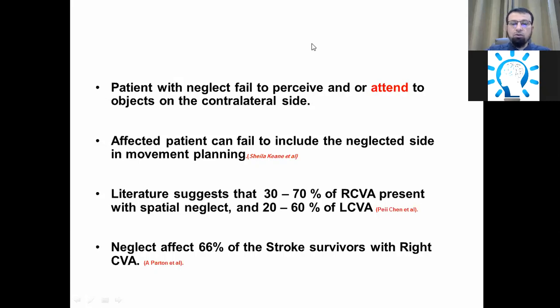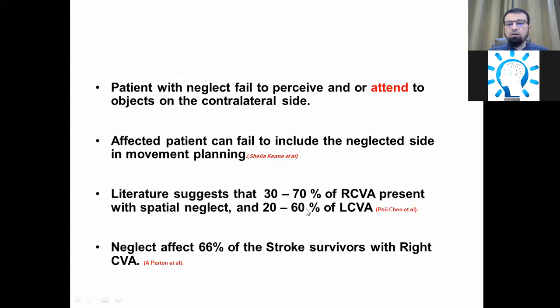And I would like you to look at these percentages. 30 to 70, 20 to 60, it's very huge. It's not precise. When we talk about percentages in research, it should be something like 60 to 67, or 50 to 53. Why this huge variation in the numbers? Because those researchers use different assessments for visual neglect. There are a lot of assessments for visual neglect, so they get different results.